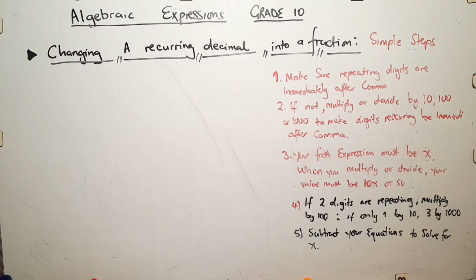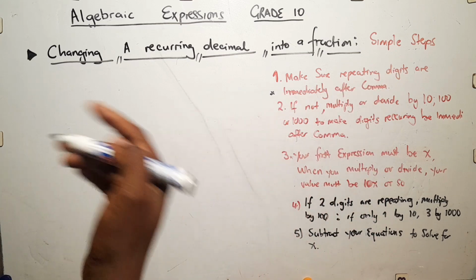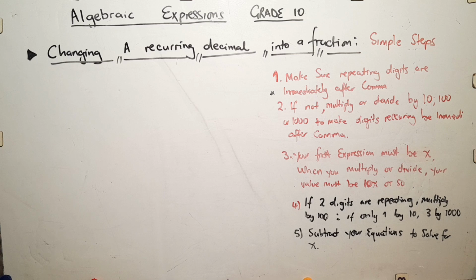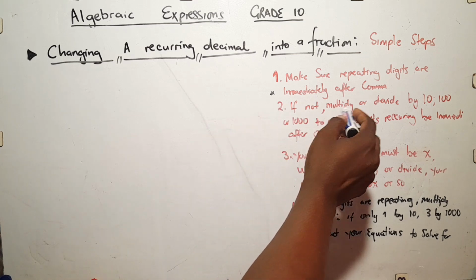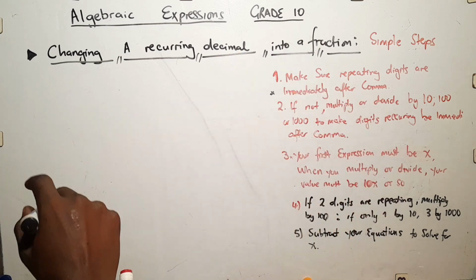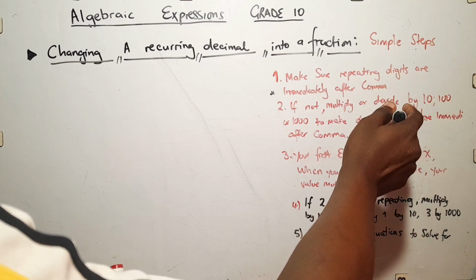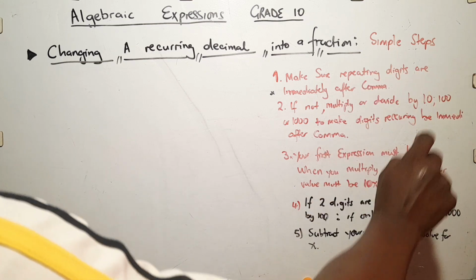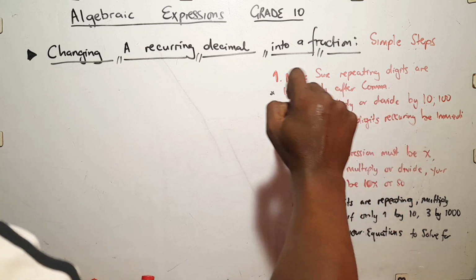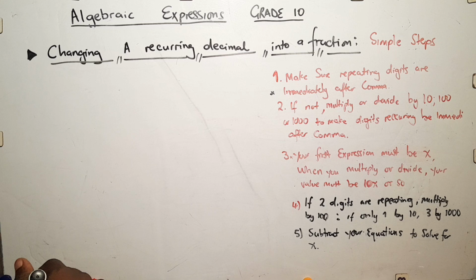So let's learn about changing a recurring decimal into a fraction using these simple steps. Step 1, make sure repeating digits are immediately after the comma. You must make sure that your repeating digits are exactly after the comma. If not, multiply or divide by 10, 100 or 1000 to make the recurring digits be immediately after the comma. If your repeating digit is 2 steps away from the comma, we are multiplying by 100. If it is 1 step, we are multiplying by 10. If it is 3 steps away, we are multiplying by 1000, and so on, right? You are going to see when we are doing examples here.